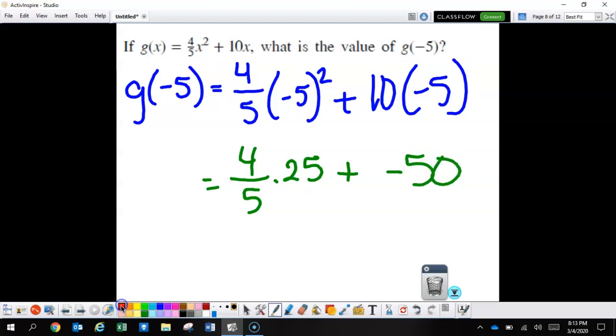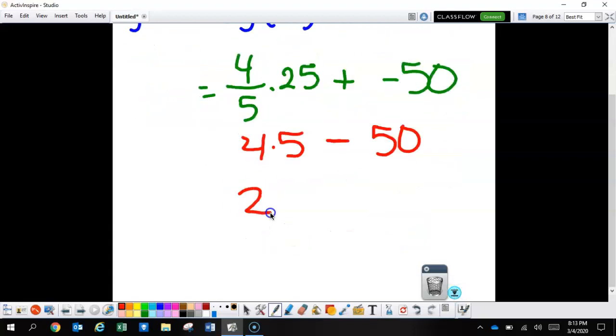Now here, a lot of people want to do 4 times 25, which is 100 divided by 5, which is 20. I like to do 25 divided by 5, which is 5 times 4. So either way, 4 times 5 is 20 minus 50. So 20 minus 50 is negative 30.